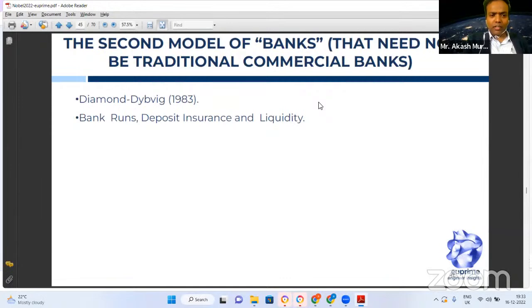Now, I think the broad idea of the Diamond-Dybvig model is that you can pool the deposits in a manner in which you can manage this asset-liability mismatch if it were to occur. The whole idea of the bank is to manage this mismatch.